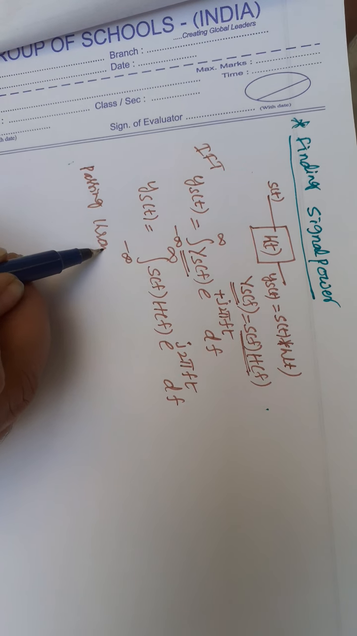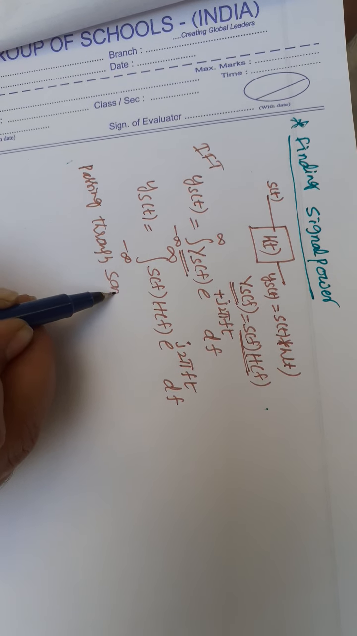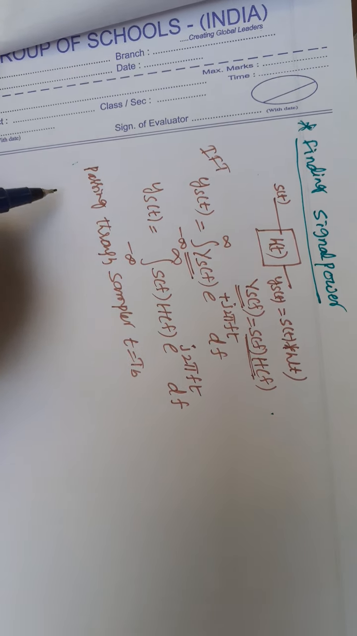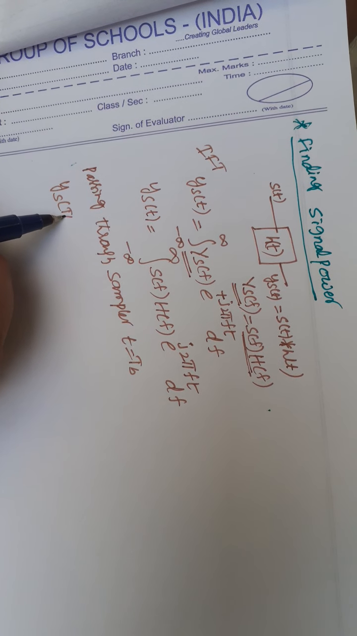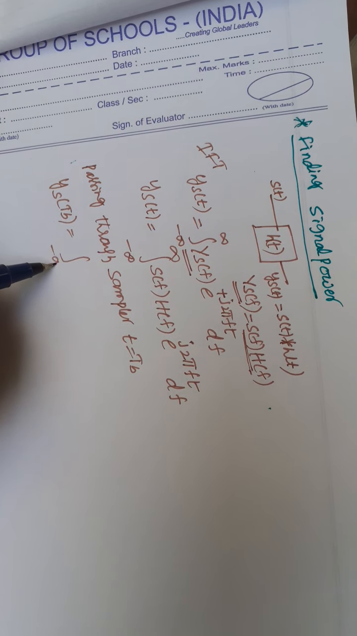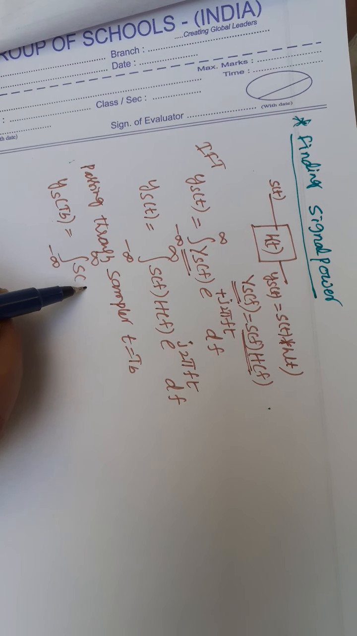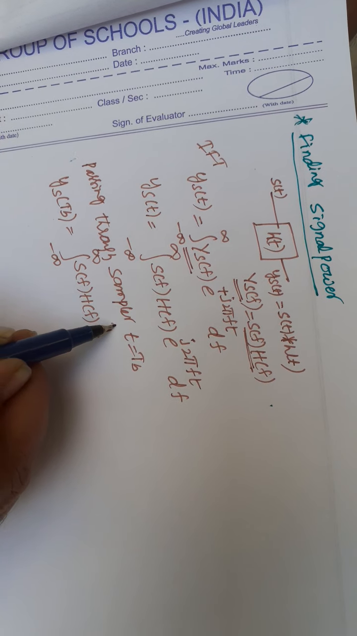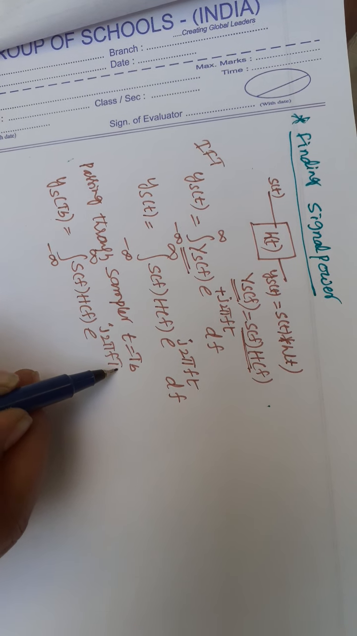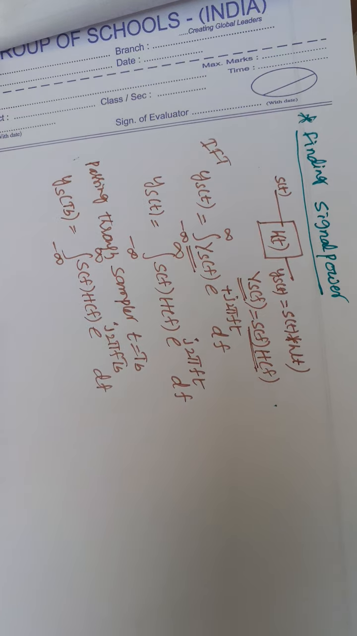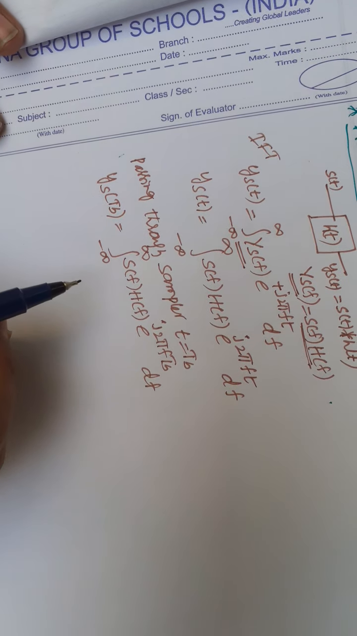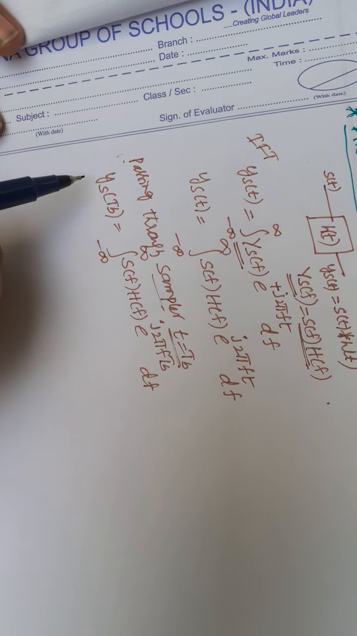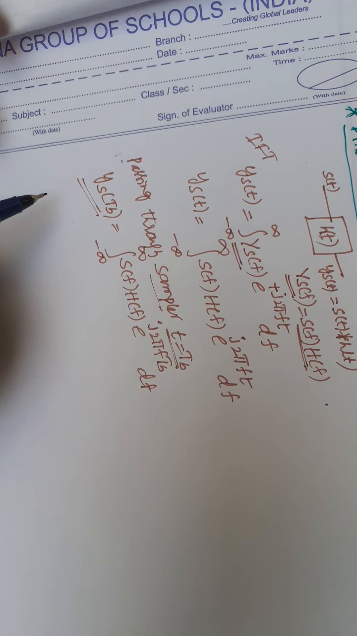Now it is passing through the sampler at t is equal to Tb. So ys(Tb) is equal to the integral from minus infinity to infinity of S(f) H(f) e^(j2πfTb) df, right? Now here I am going to calculate power. Whenever the signal passes through the sampler at t is equal to Tb, the signal becomes a DC signal, yes or no?